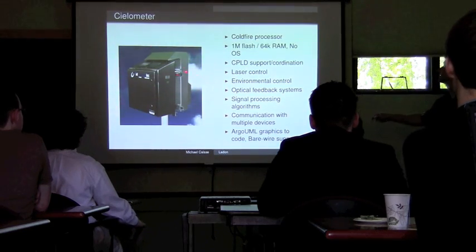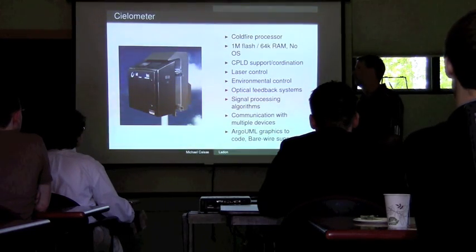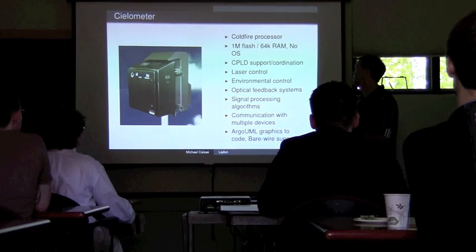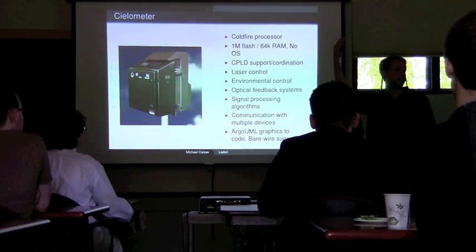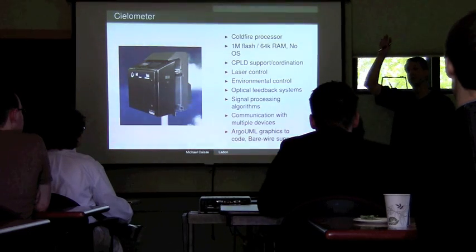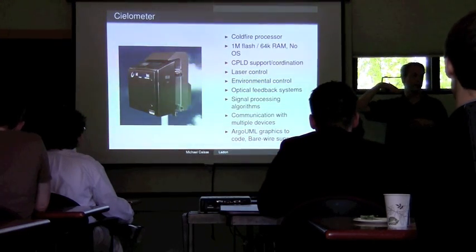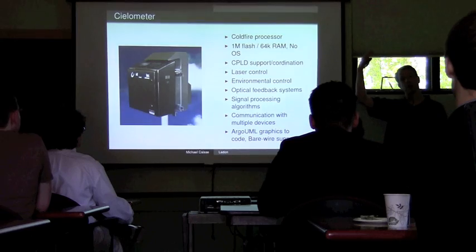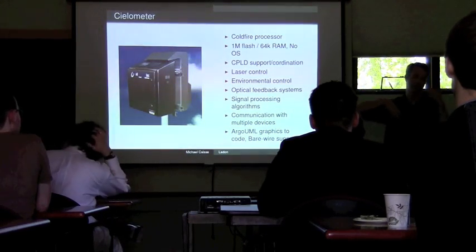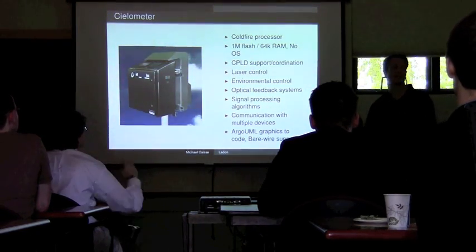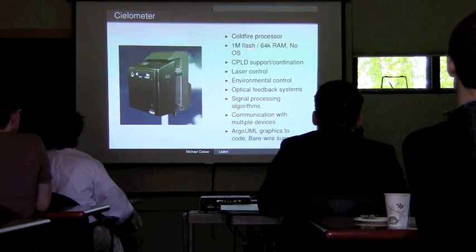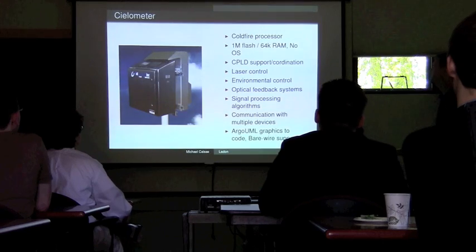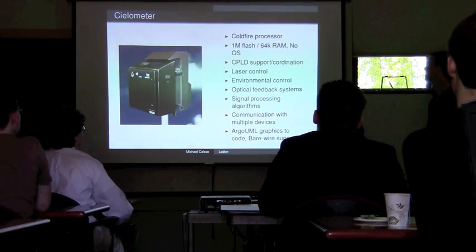So inside of this box, the purpose of a seismometer is, this was probably my favorite project at this company, shoot up a laser, and then up to 40,000 feet, you can measure the backscatter of the laser to try to determine how high clouds are, the depth of clouds as the laser goes through it, what the scatter looks like, the moisture content, weird things like that. So it's a lot of signal processing. In particular, this was running on a ColdFire processor. It had 1 meg of flash. We were very excited to get 1 meg of flash. And 64K of RAM, no OS.